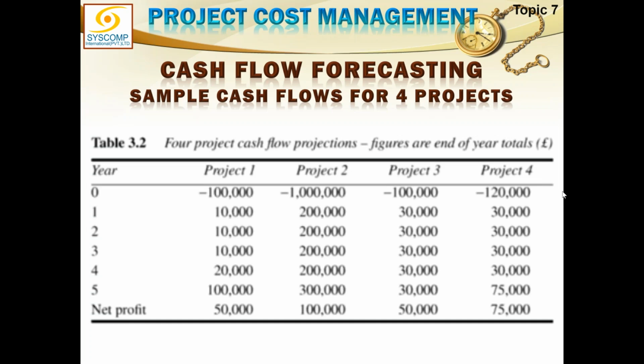We expect that project 1 will be giving us 10,000 at the end of year 1. Another 10,000 at the end of year 2. Another 10,000 at the end of year 3. Another 20,000 at the end of year 4. And another 100,000 at the end of year 5. Can you tell me how much money project 1 will give me in 5 years? The benefit total, what are the total benefits?